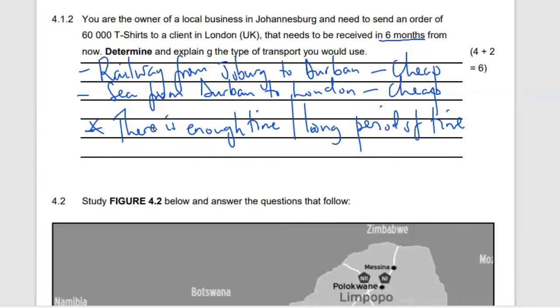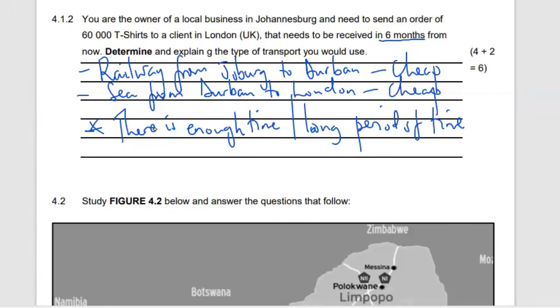Because the t-shirts are needed in the next 6 months, you use sea transport. They will be there even if the ship takes 2 months to get there, but still you'll be on time. For the sake of cost, you cannot opt to use air transport because it's expensive. For the 60,000 t-shirts, it is going to be expensive to use air transport. So it's much more convenient to use railway to Joburg.